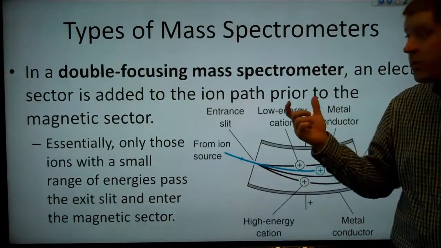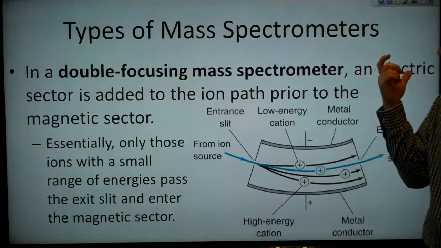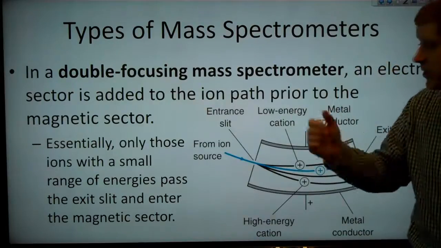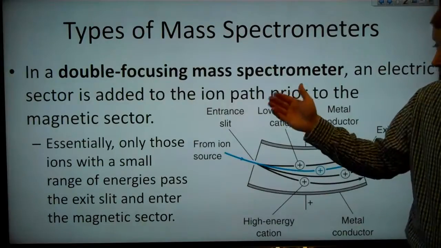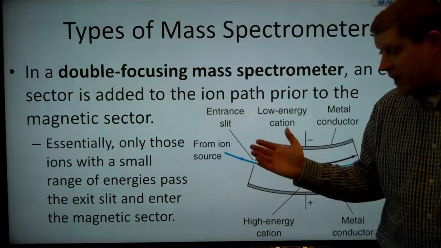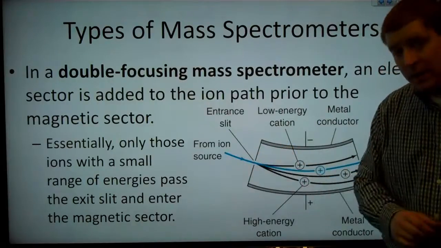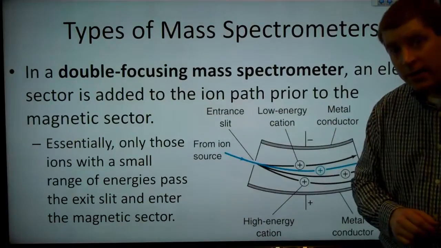Now we can improve the resolution by using a double focusing mass spectrometer, which has an electric sector added to the ion path prior to the magnetic sector. So essentially, only those ions with a small range of energies are passing the exit slit and entering the magnetic sector, and then get separated by the magnetic sector as well.